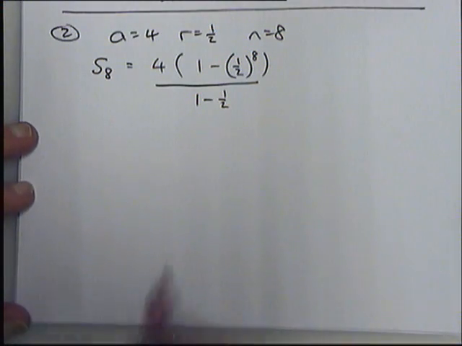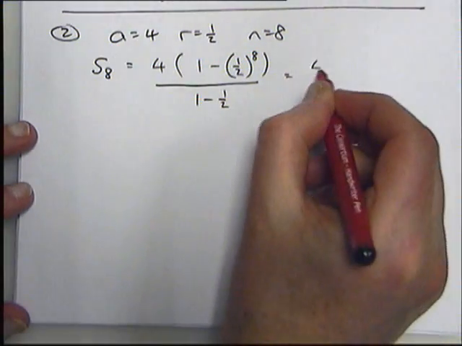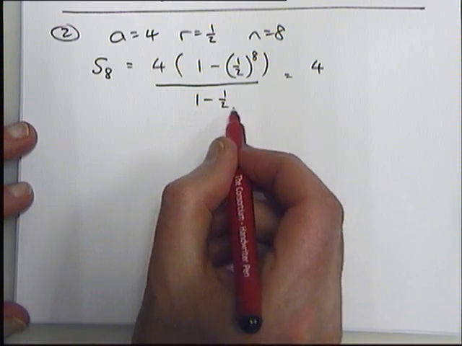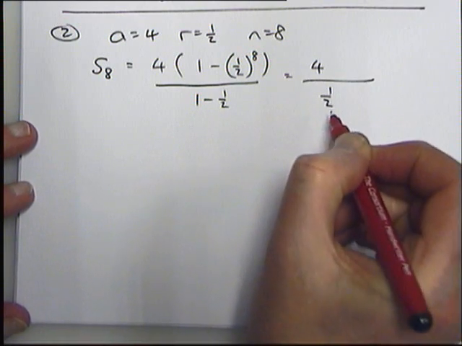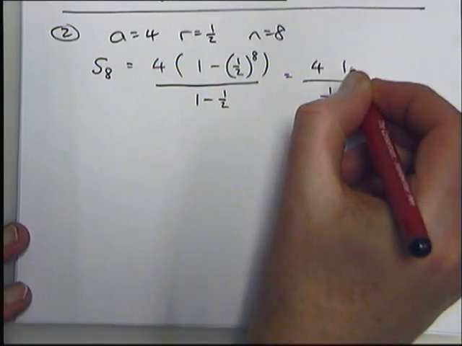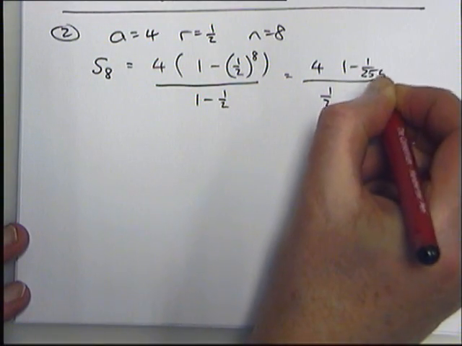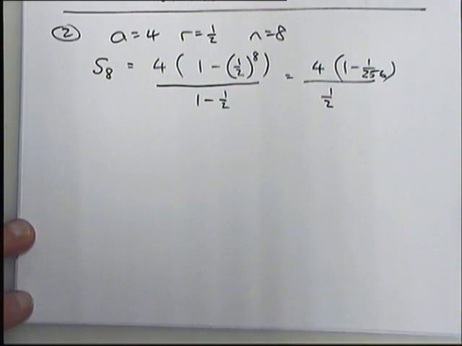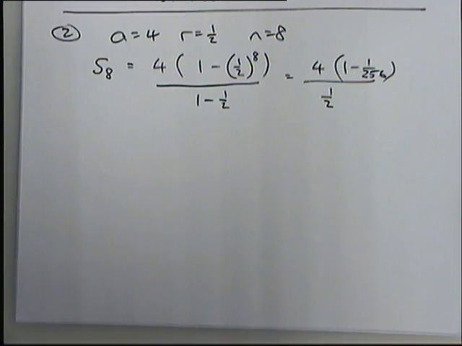So if I work this out, I have my 4. Let's do the easy bits first. 1 take away a half, that's a half. A half to the power of 8, if I work up half, quarter, an eighth, 16th, 1 over 32, 1 over 64, 1 over 128, 1 over 256. So a half to the power of 8 is 1 over 256. So that's what I've got.